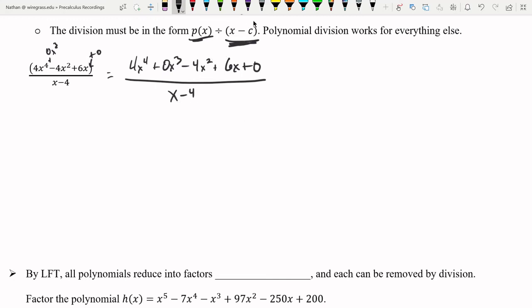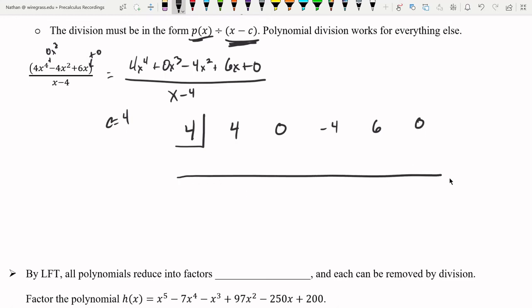Now, the x minus c is the thing that we're going to keep in mind here. And x minus c here, if we have x minus 4, that means c equals 4. Okay? And this is how we do synthetic division. I'm going to create this little diagram here. I'll put c in this box. And then I'm going to write all the coefficients along this top row that I'm going to create. So 4, 0, -4, 6, and 0. And then draw a line like that.